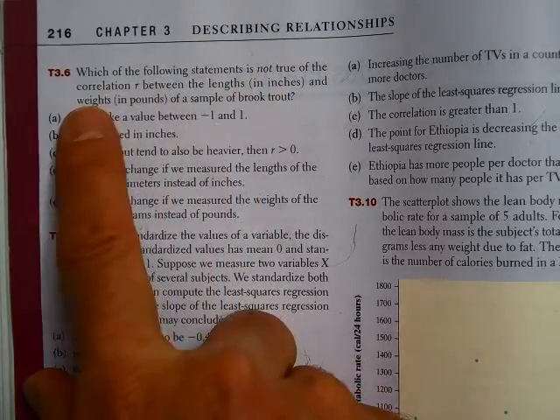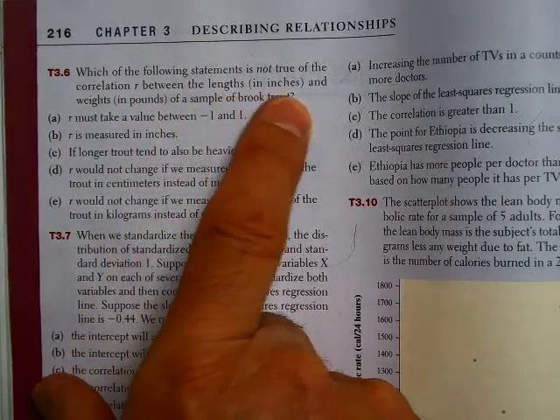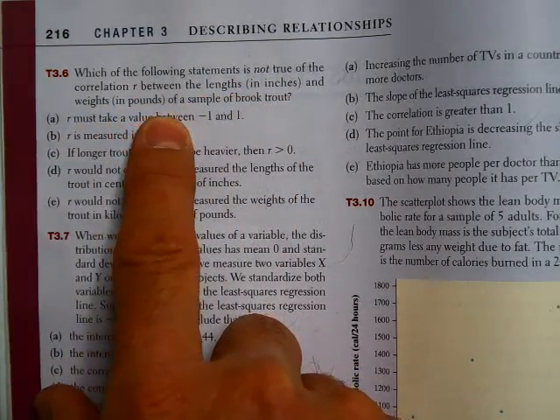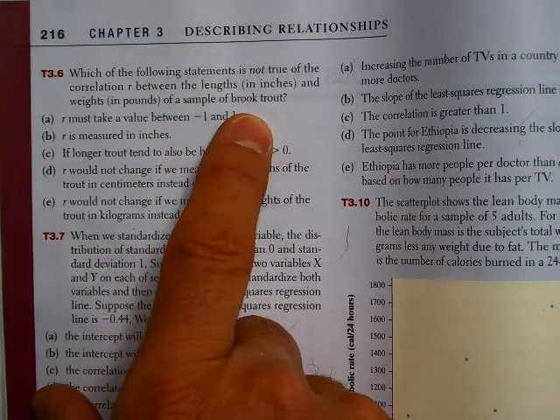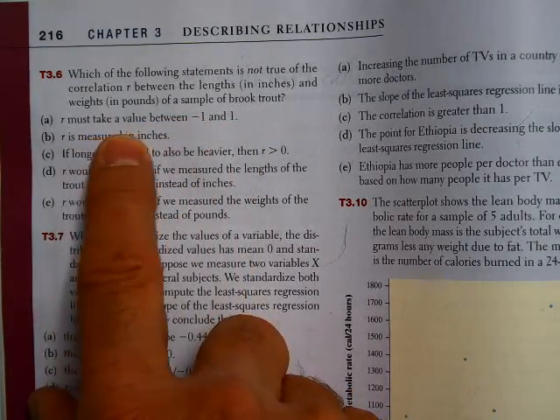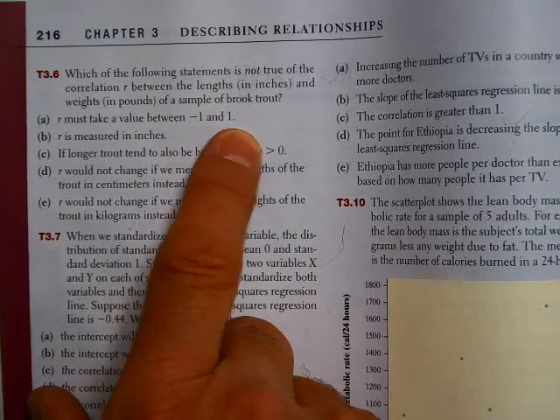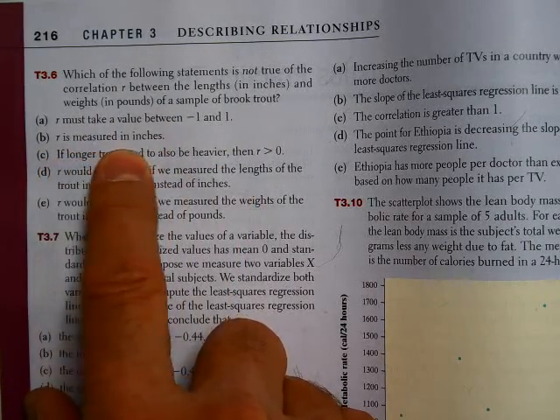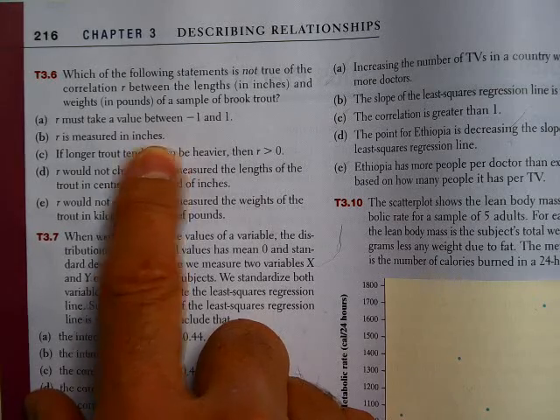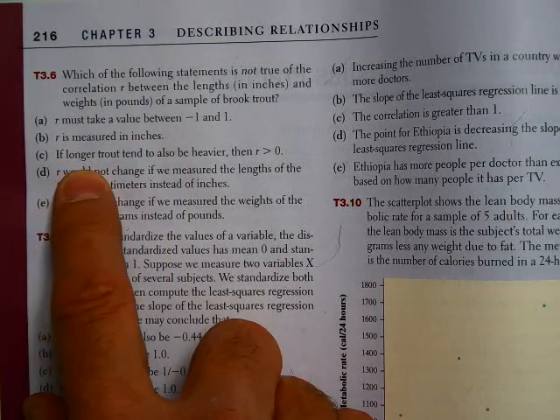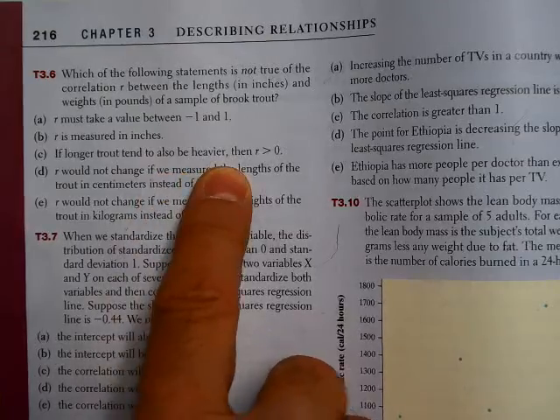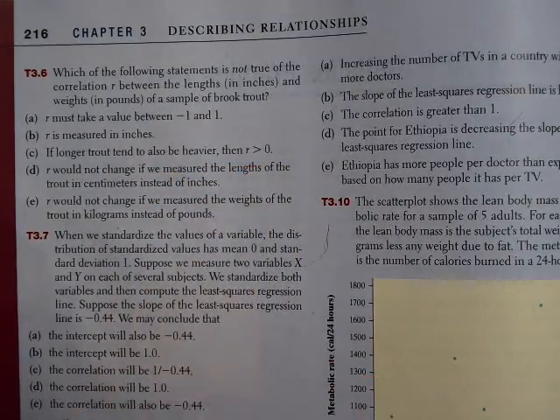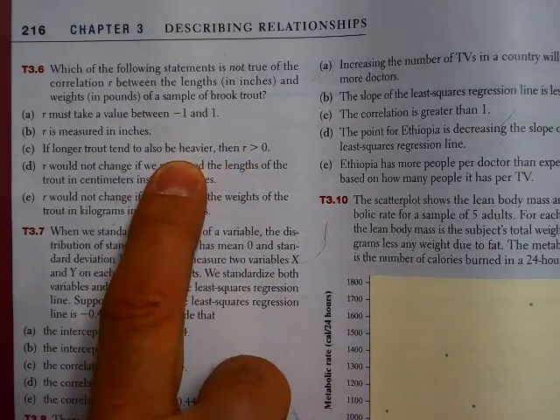Careful of those nots. Of the correlation R between the lengths in inches and the weight in pounds of a sample of brook trout, R must take a value between -1 and 1. That is true. R is measured in inches. If longer trout tend to also be heavier, then R is greater than 0. Yeah, that's going to give us a positive slope, so that is also true.